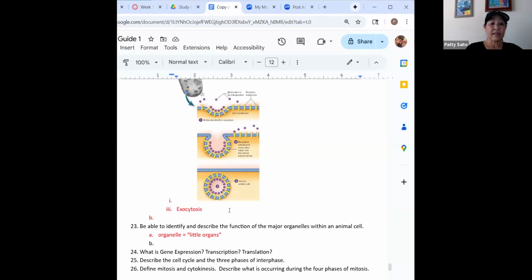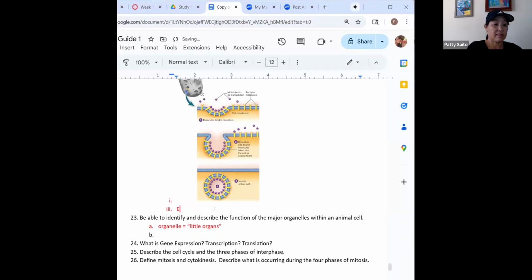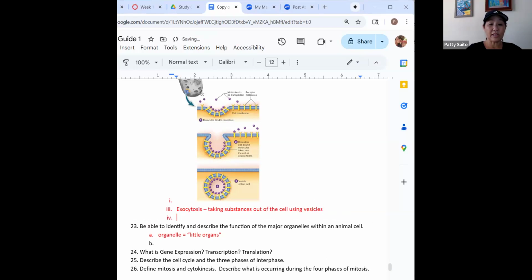The other type is called exocytosis. Exocytosis is the opposite. It is taking substances out of the cell. So one's bringing it in, one's taking it out, and just imagine it being kind of the opposite. Remember that the membrane is very flexible and it can join with the membrane to release the substances.